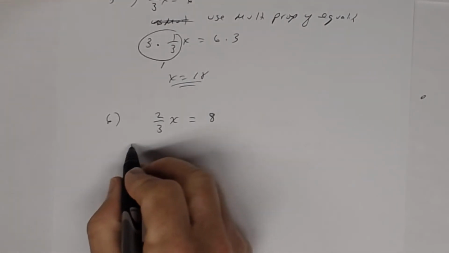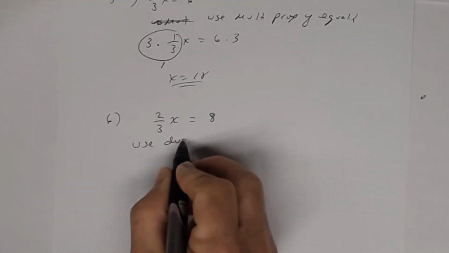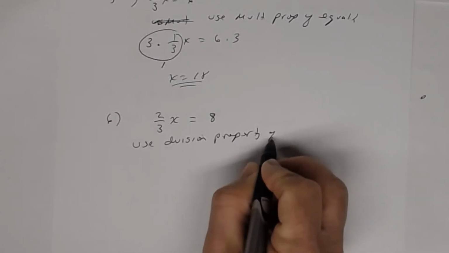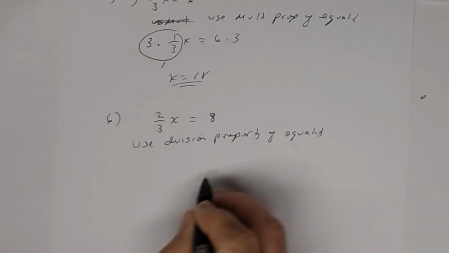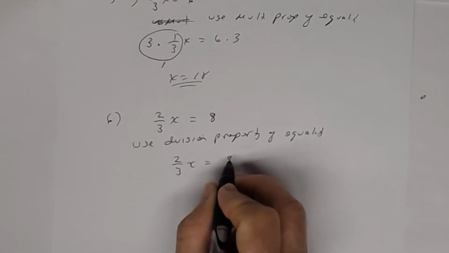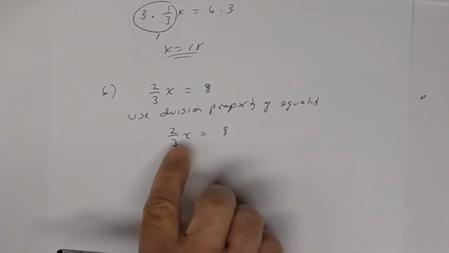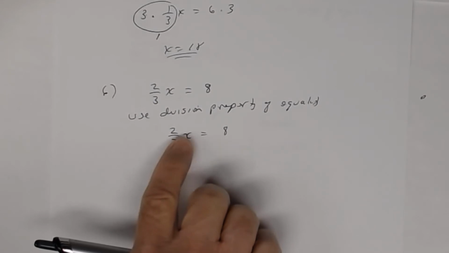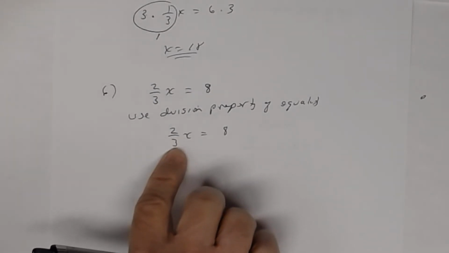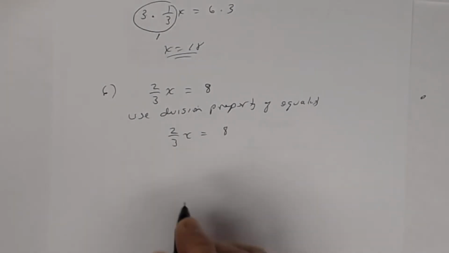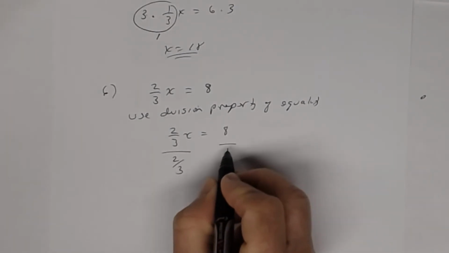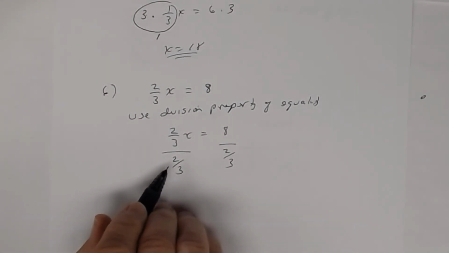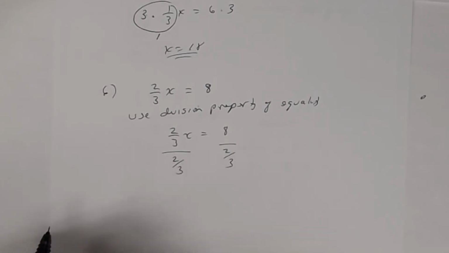So let's go ahead, first of all, and use the division property of equality. So I have 2/3 x is equal to 8. I'm just going to rewrite this over. All right, so remember, when you read this, you read it as 2/3 times x. So I'm multiplying x by 2/3. So 2/3 is the coefficient. So to get x by itself, I could divide both sides by 2/3. So hence the division property of equality. What I do to one side, I do to the other. If I divide this side by 2/3, I've got to divide this side by 2/3.